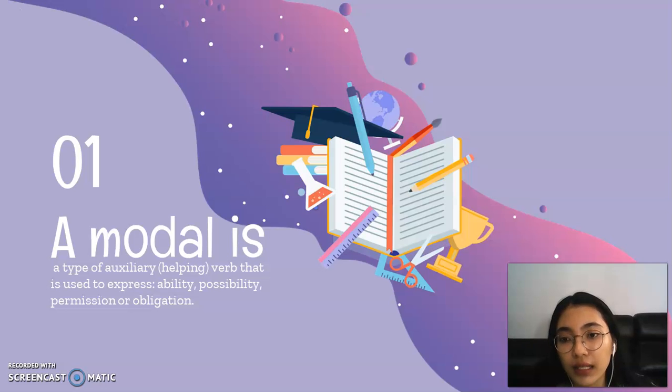A modal is a type of auxiliary verb that is used to express ability, possibility, permission, or obligation. So modal verbs are part of a larger category called auxiliary verbs, and these verbs can add meaning to other verbs. Modal verbs are special because they follow a strict set of rules and they are used in a very specific way.